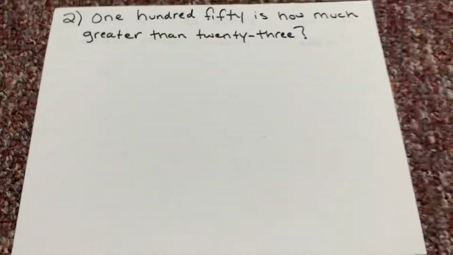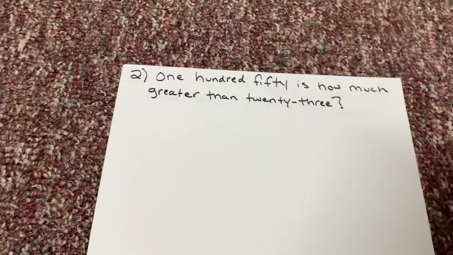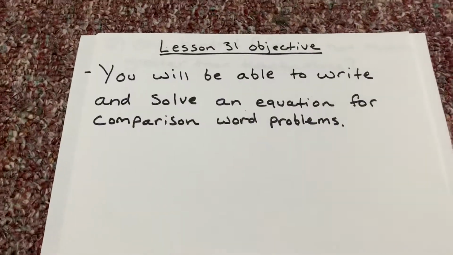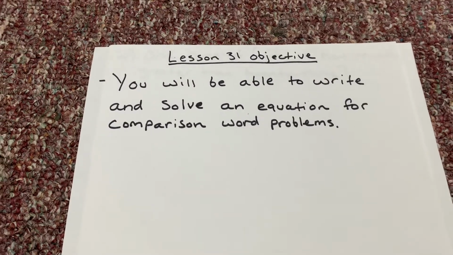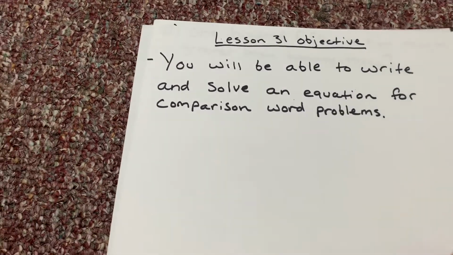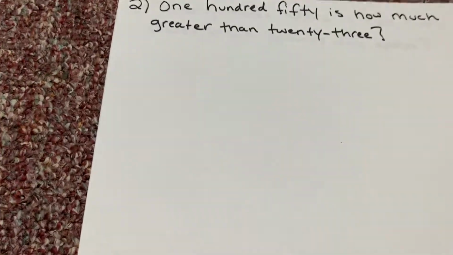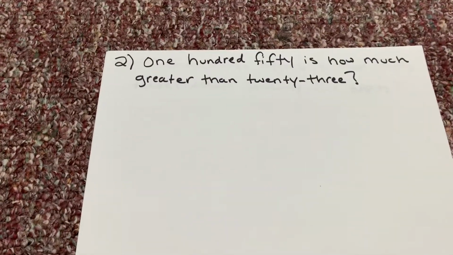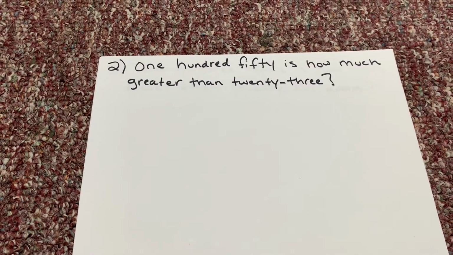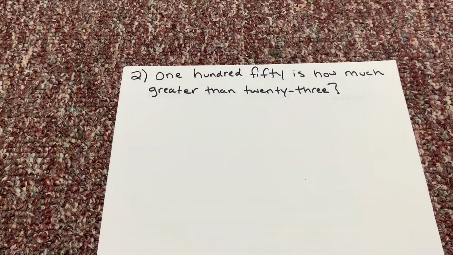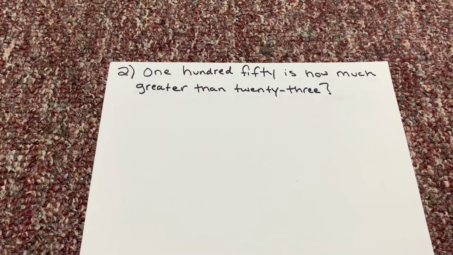Okay, let's look at some other problems in our homework. Because this was our objective for today, 4th grade: you will be able to write and solve an equation for comparison word problems. So to close our lesson today, let's look at some homework problems to help reinforce our objective today. So this is problem number 2 in our homework. It says 150 is how much greater than 23.